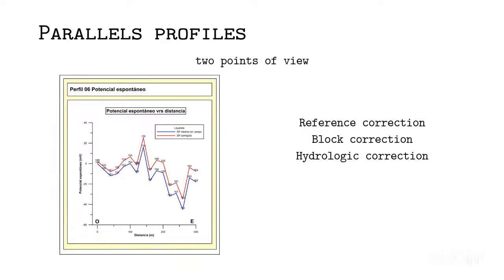It is easy to detect the minimum and maximum potential. The correction necessary for this analysis is reference correction, block correction, and hydrologic correction.